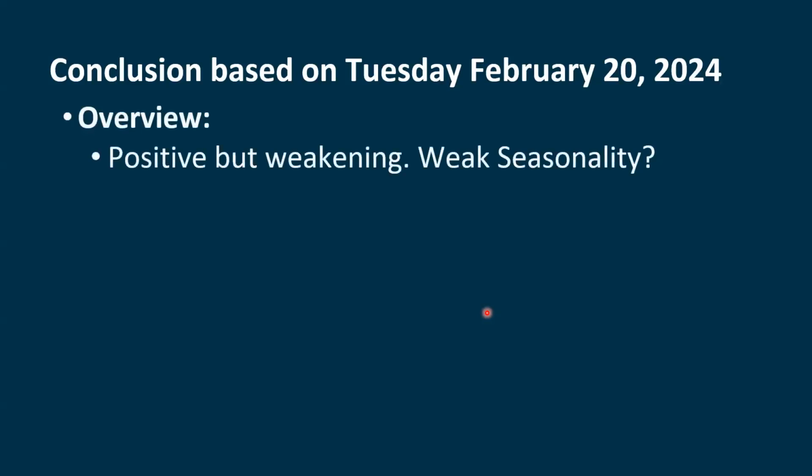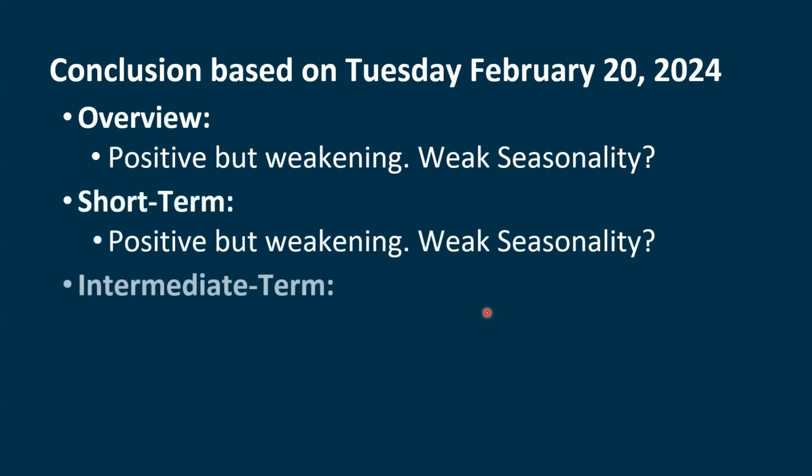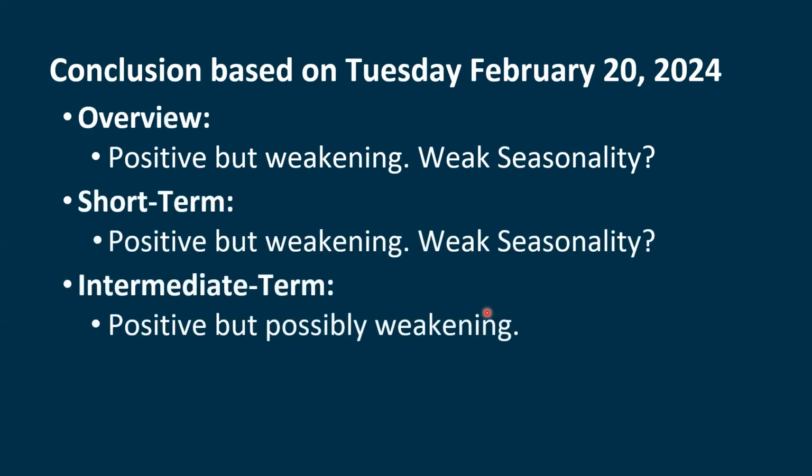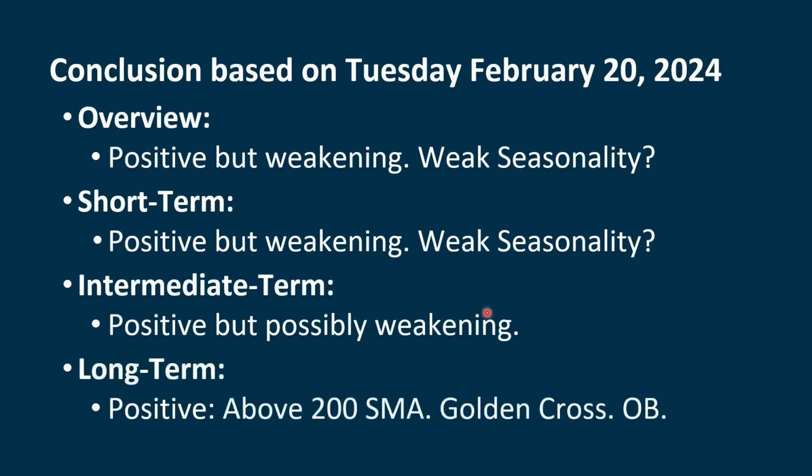So our conclusion, we're positive, showing some weakness. We're entering that period of weak seasonality. That's what we're watching in the short term. We're also looking at some possible weakness developing in the intermediate term. We're still positive in the long term, and we're still overbought in the long term with our longer term moving averages, but we'll be keeping an eye on that as well.